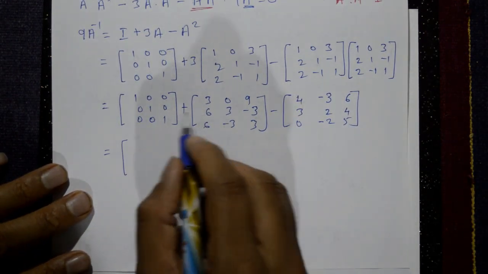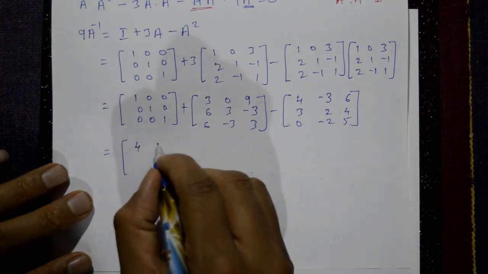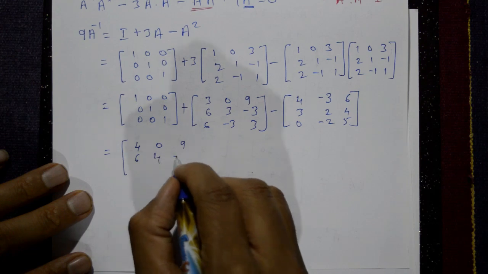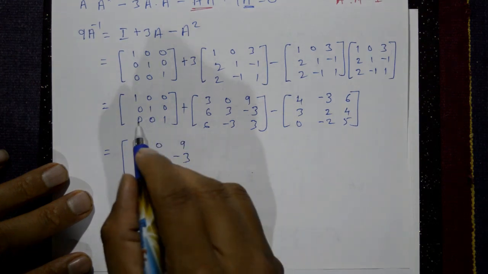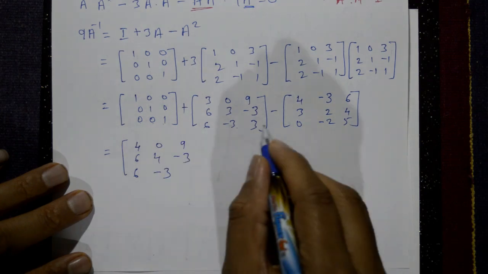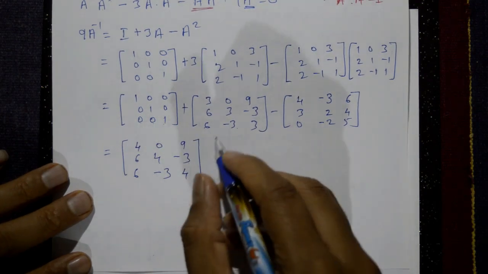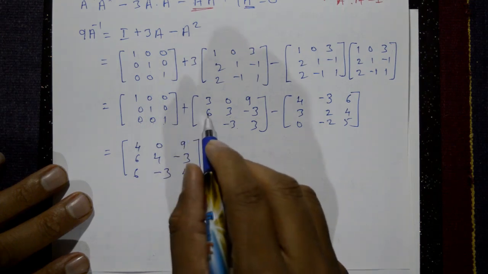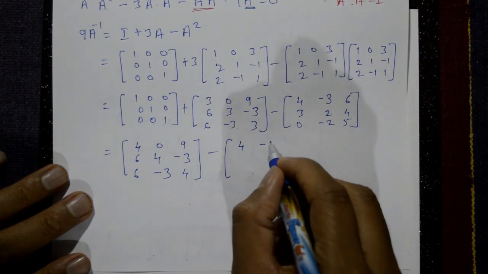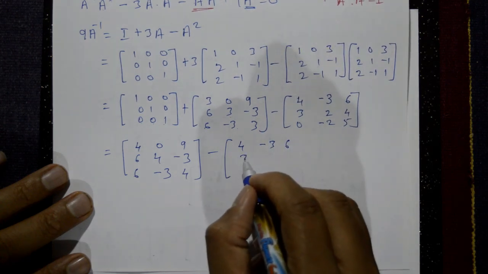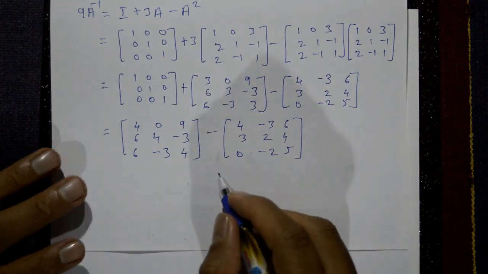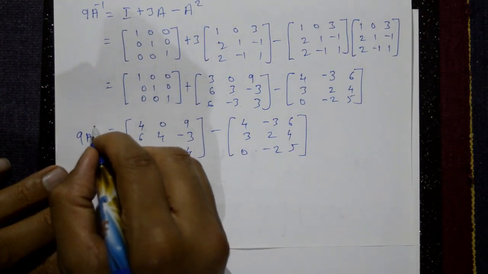Again the addition of these two matrices: 4 0 9, 6 4 minus 3, 6 minus 3 plus 4. And this one is as it is: 4 minus 3 6, 3 2 4, 0 minus 2 5. Okay, this is 9A inverse.